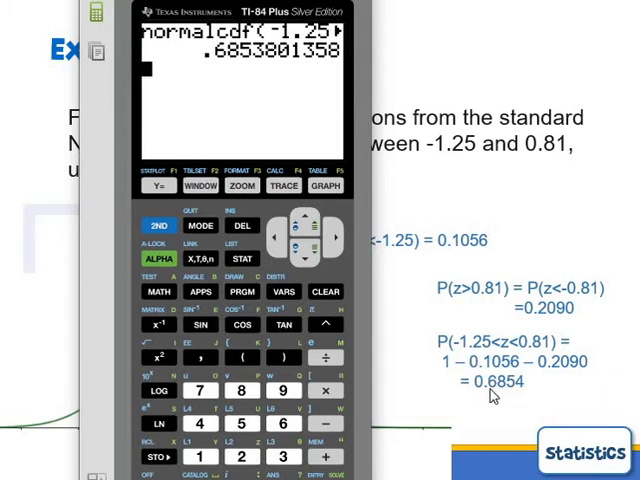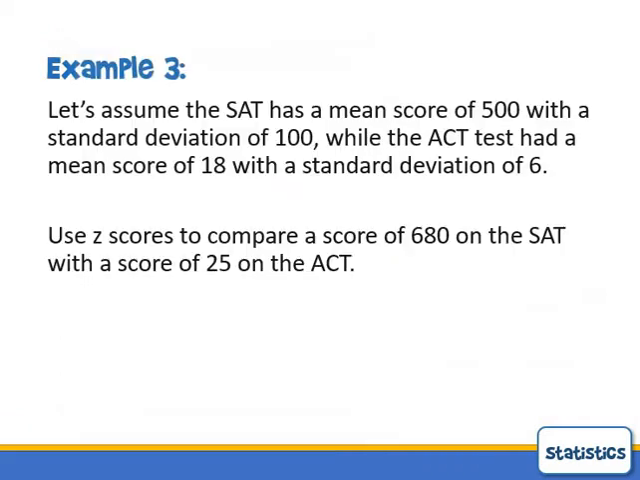Okay, using the tables, I got 0.6854. Here we've got 0.6854 if we round, but we have more decimal places with our calculator. So we can very quickly get the area between any 2 values under any normal distribution with any mean and standard deviation that we want using normal CDF on our calculator.